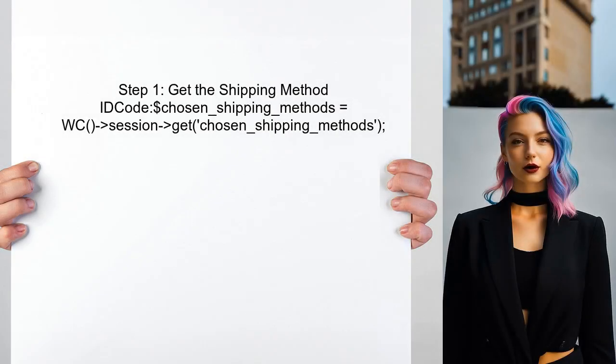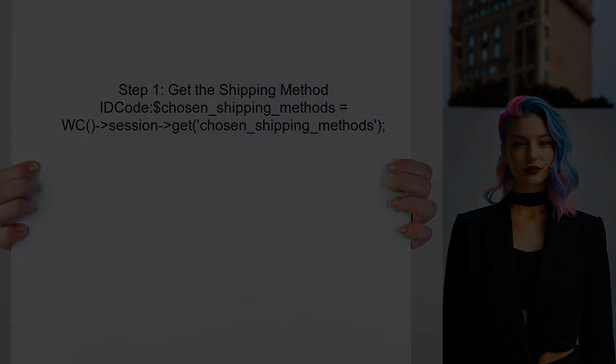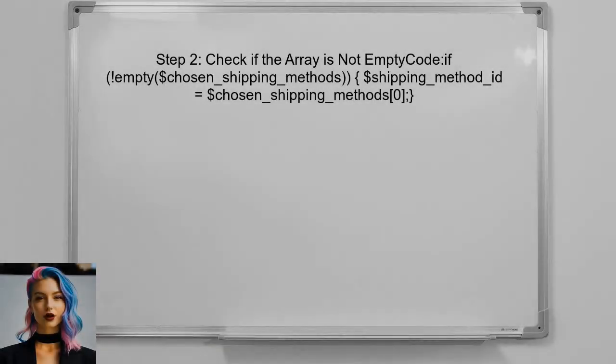To retrieve the title of the chosen shipping method in WooCommerce, the user first needs to get the shipping method ID from the session. This can be done using the code they already have. Next, the user should check if the chosen shipping methods array is not empty. If it contains values, they can proceed to get the shipping method ID.